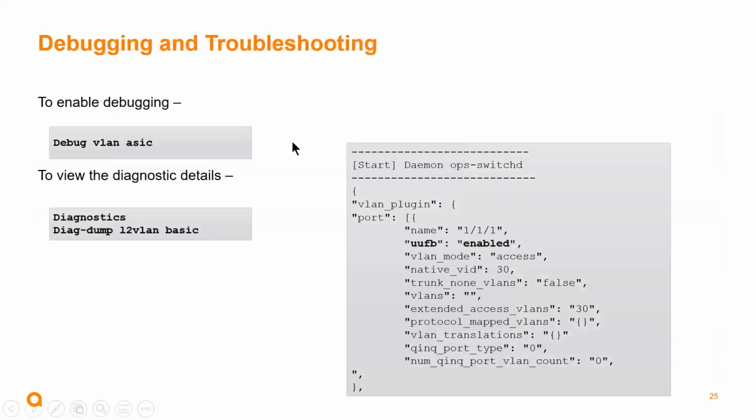Next comes the debugging and troubleshooting. Even though this feature is on the physical ports, it works based on the VLAN enablement for the port. So we need to enable debug VLAN ASIC to identify any failures with respect to this feature. To view the feature enablement, we can use the diagnostic command, diagnostic dump L2 VLAN basic. Here it will display at the port level whether UUFB is enabled. This diagnostic dump can be checked if there is an issue in the feature configuration.